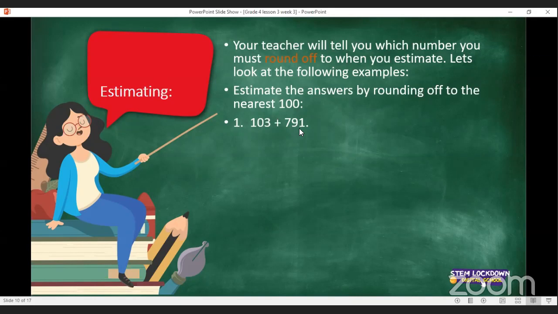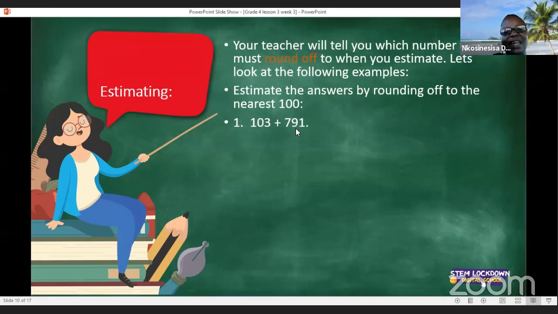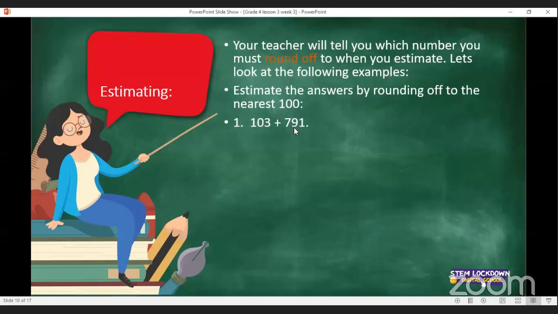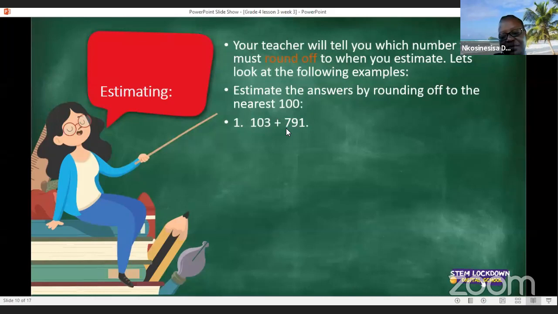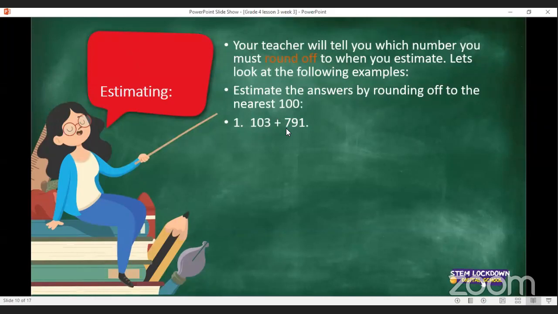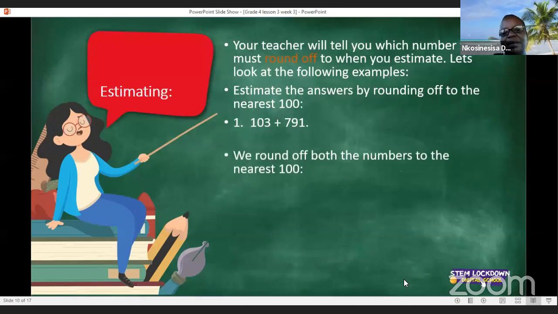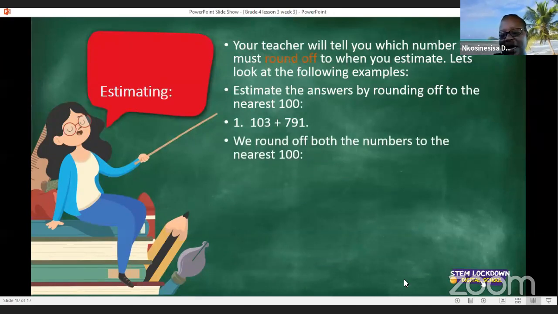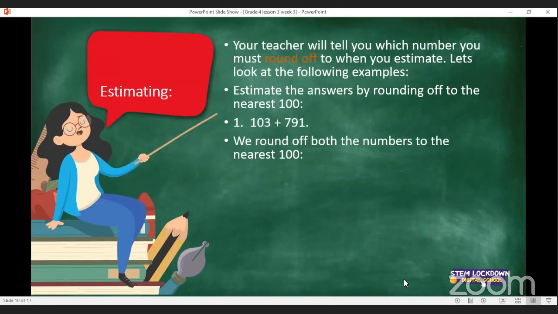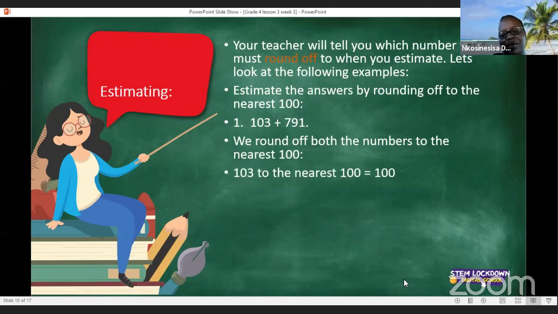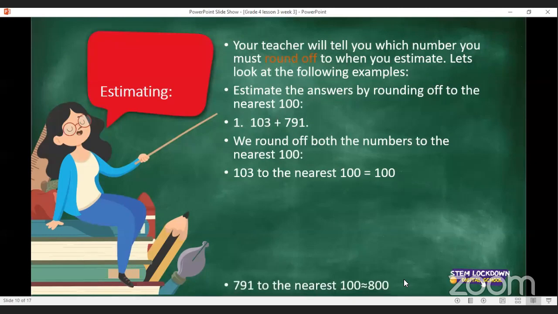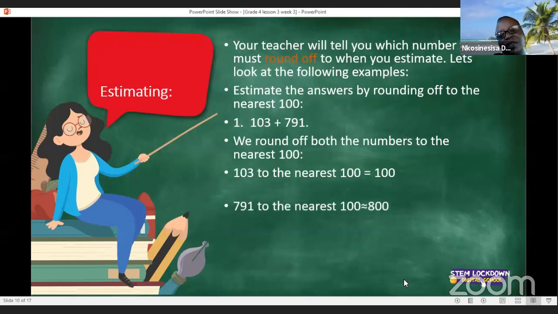891. No, remember, so what happens to the 9 and the 1? They change to 0. Well done. So what is the answer now? 800. Yes, the answer is 800. So then it means we have 100 plus 800. What is 100 plus 800? 900. Yes, well done, Zoe.